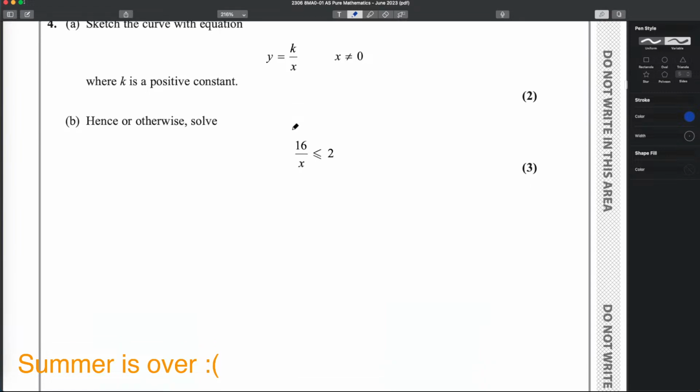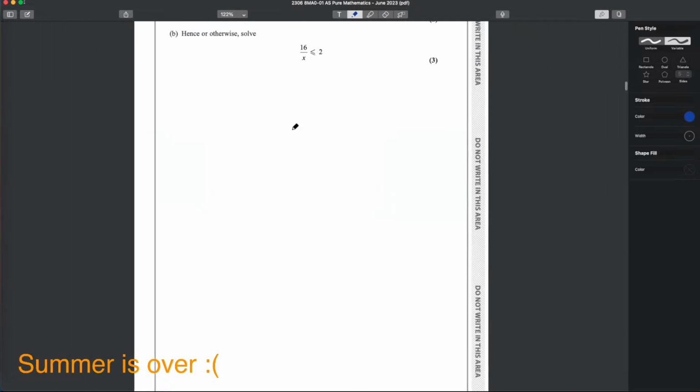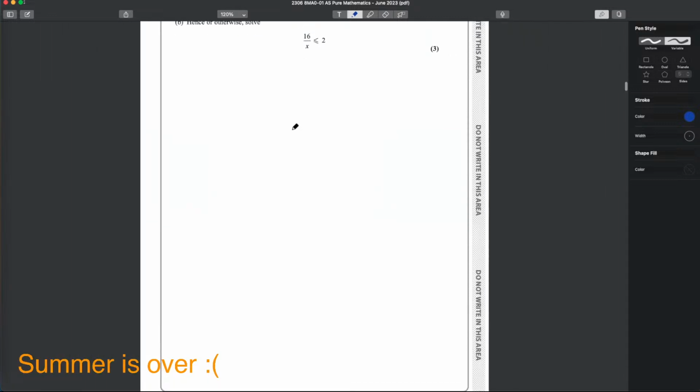Okay, so let's get started on this reciprocal graph. I haven't looked at graph sketching for a while, so I'm a bit worried about this question. But hopefully it will be alright.